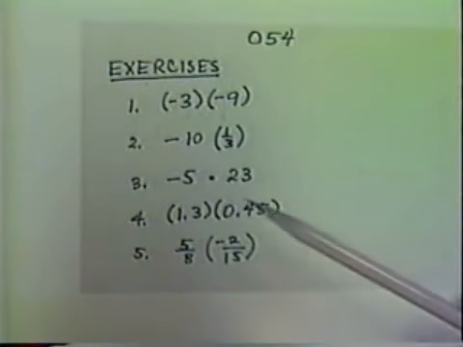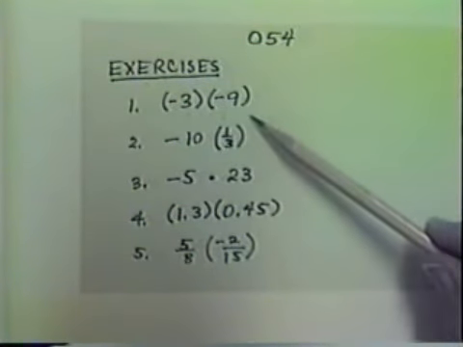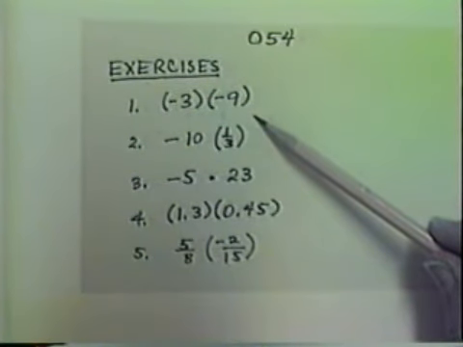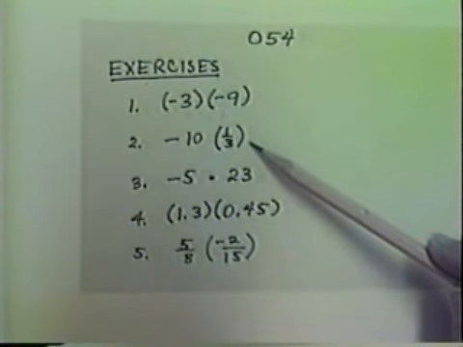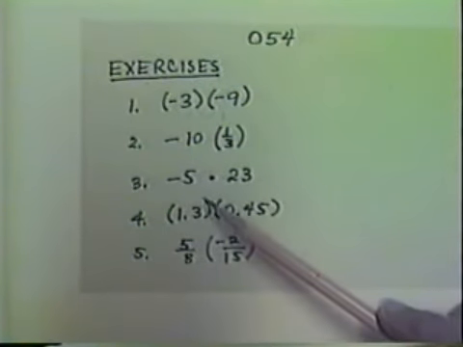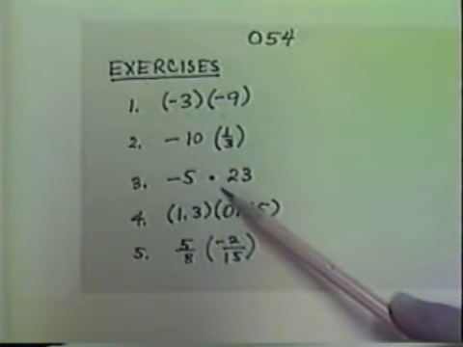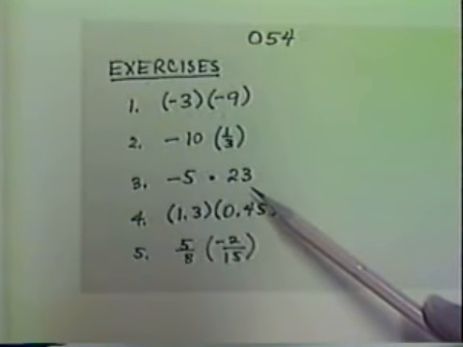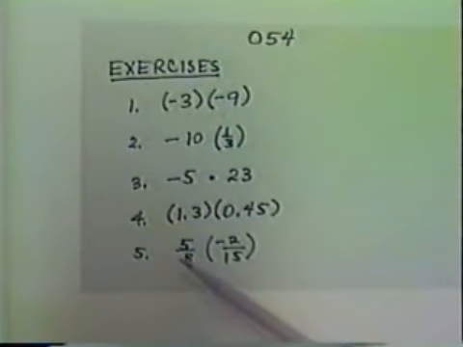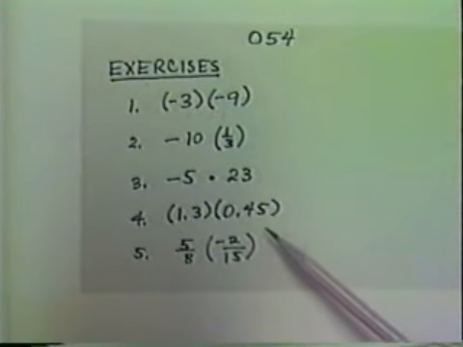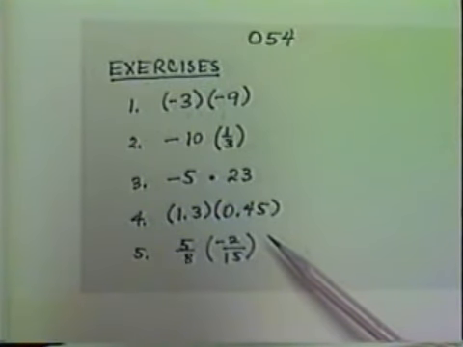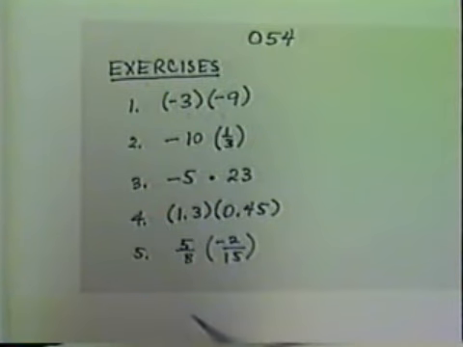First exercise, negative 3 times negative 9. Next, negative 10 times 1/3. Third exercise, negative 5 times 23. Fourth exercise, 1 3/10 times 45/100. And fifth exercise, 5/8 times -2/15.